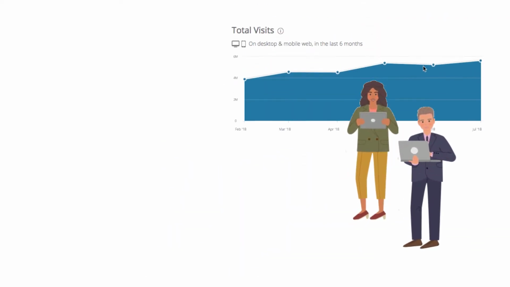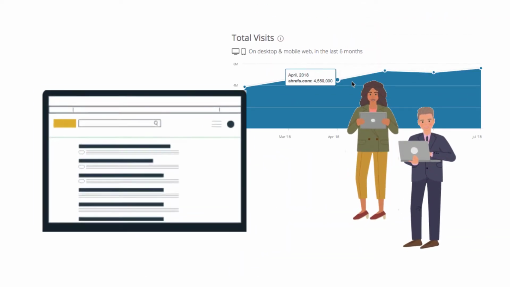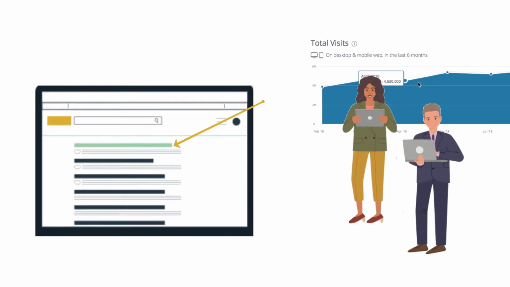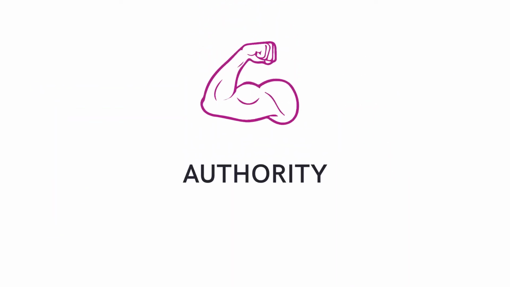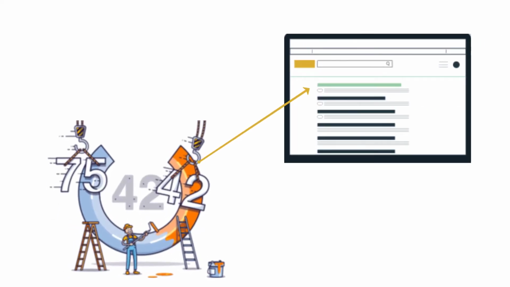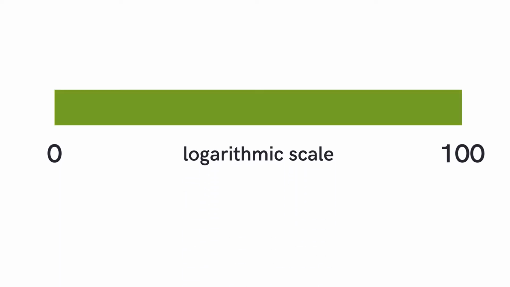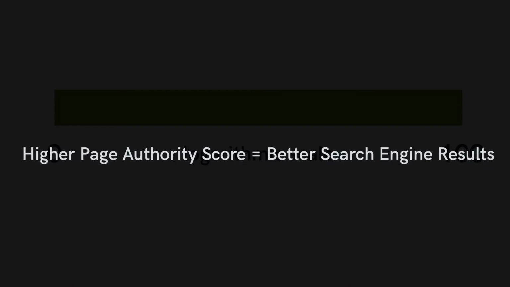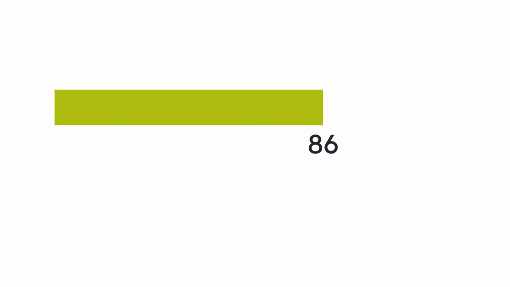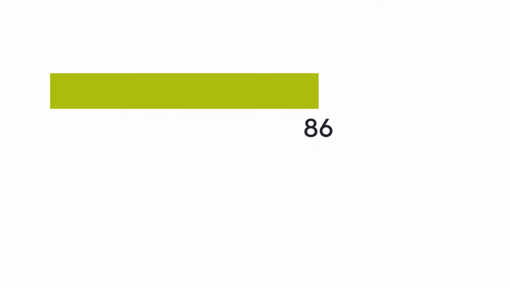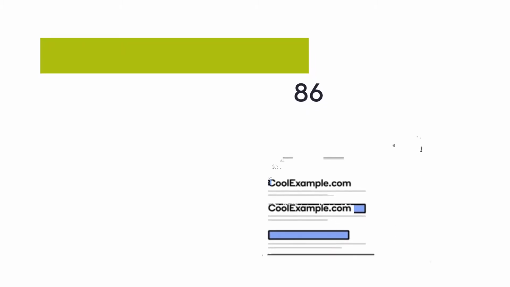This means ranking the websites or web pages based on the visits they received for a period of time. A web page's authority is a metric used in SEO to predict its ability to rank in a search engine. This metric uses a 0 to 100 logarithmic scale. The higher the page authority score, the better results you get from search engines. For instance, if your web page scores an 86 in the page authority, your page has the potential to rank in the first pages of the search engines.